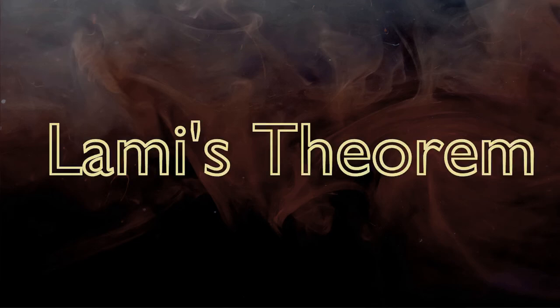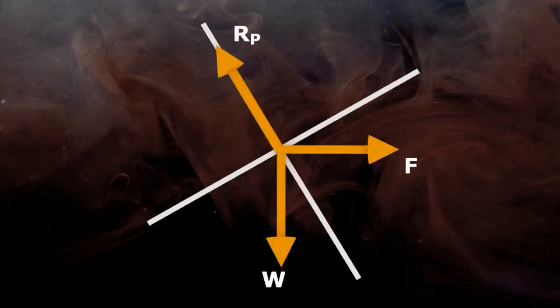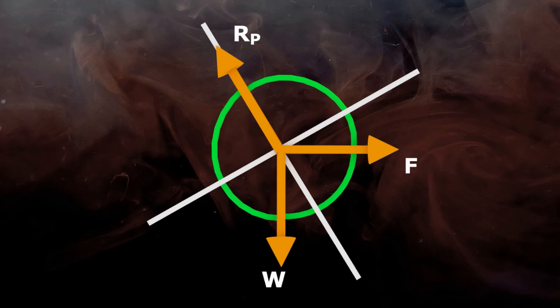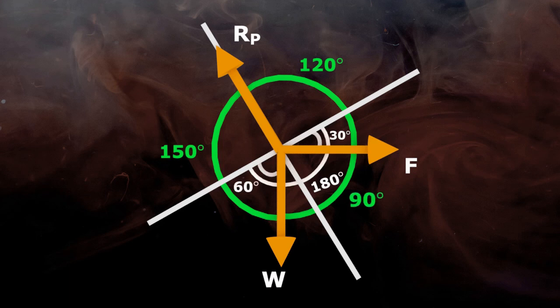Now let's solve the same problem with another method, that is using Lami's theorem. For this method, the very first step is to find out the angles between adjacent forces. The angle between forces Rp and F is 90 degree plus 30 degree equals 120 degree. The angle between W and Rp is 90 plus 60 equals 150 degree. Similarly, the angle between forces F and W is the total angle between positive and negative x-axis, that is 180 degree minus 30 minus 60 equals 90 degree.